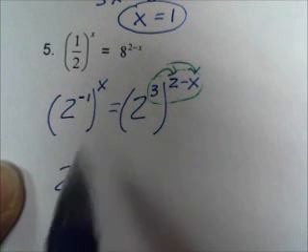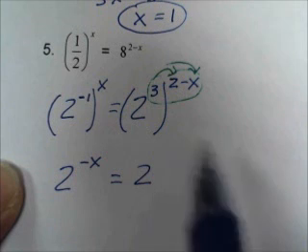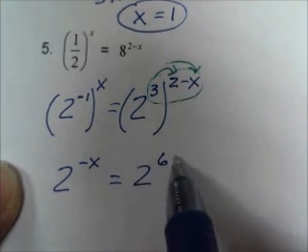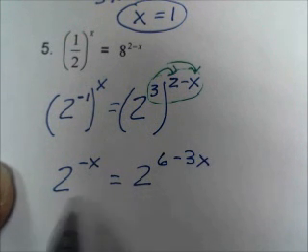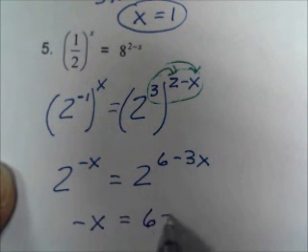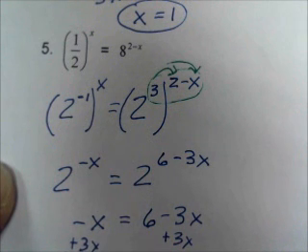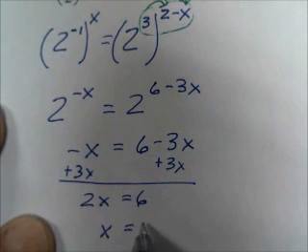So 2 to the -x equals 2 to the 3 times 2 is 6. And 3 times -x is -3x. Same bases, equate the exponents. -x equals 6 minus 3x. I'll add 3x to both sides. Solving this equation, get 2x equals 6. Divide by 2, x equals 3.